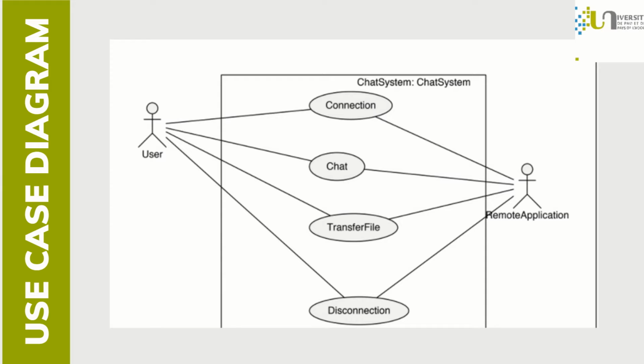In this first diagram, the use case is shown. Basically we have two actors, the user and the remote application, and there are four main use cases: the connection, the chat, the transfer file, and the disconnection. However, as I mentioned before, we will be focusing on the receiving file task that belongs to the transfer file use case.